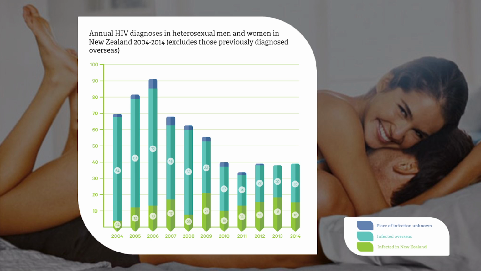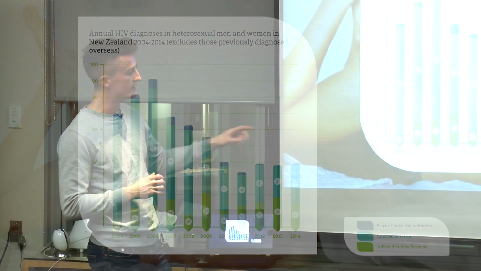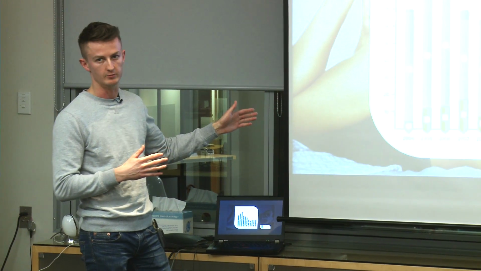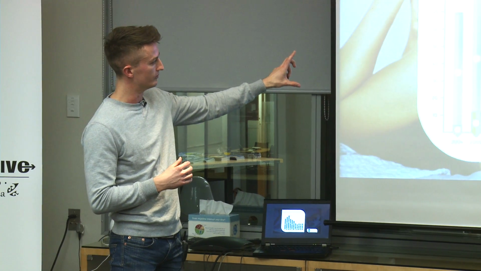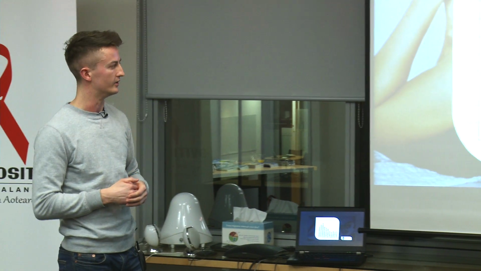But that, as you can see, has made a huge change. So the light green bar here is the number of people who are diagnosed with HIV who believe they were infected in New Zealand. And that's remained relatively stable over 10 years, but the big drop there has come from those people who were infected overseas.